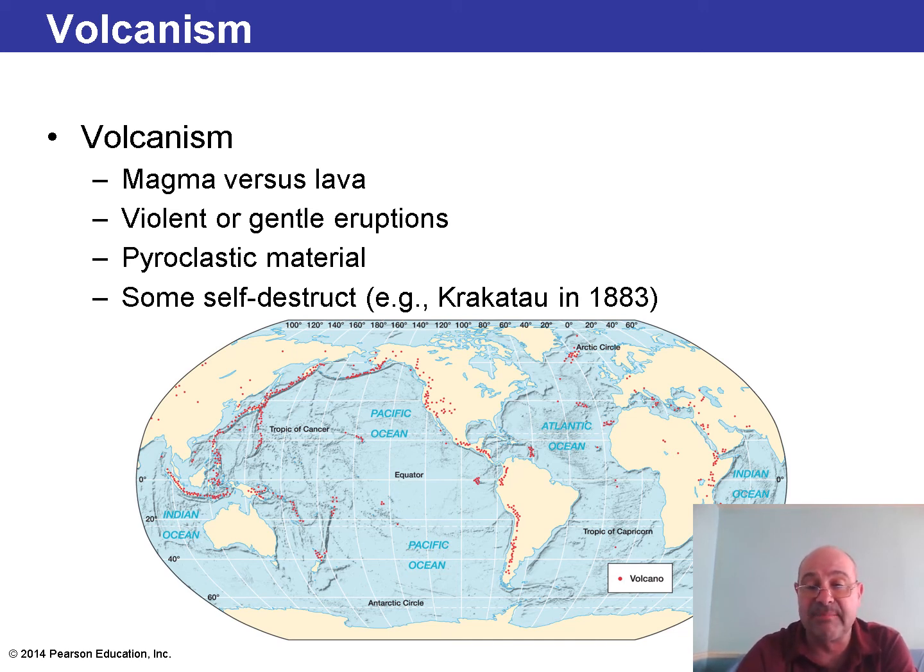And then pyroclastic material, these are the bombs when the big composite volcanoes go off, kaboom. These are the bombs and stuff that start getting spit out and thrown all over the place. And then some self-destruct, such as Krakatoa in 1883. Tambora, we've seen the Yellowstone video, Yellowstone has went off several times. So Mount Pinatubo, I was in Clark Air Base about 6 months before it erupted. Mount St. Helens.